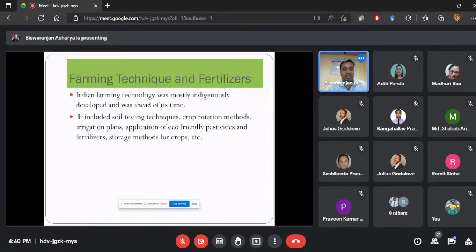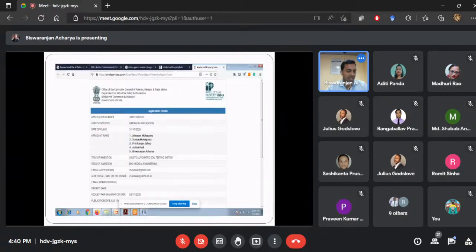We actually developed one thing here, on-site automated soil testing. That is at the final examination stage. The date of filing was 31st October 2020. The request for examination was on 2nd November 2020, with publication. So it was published within one month, but it is still in the examination process. Two rounds of queries we also solved, still not granted.